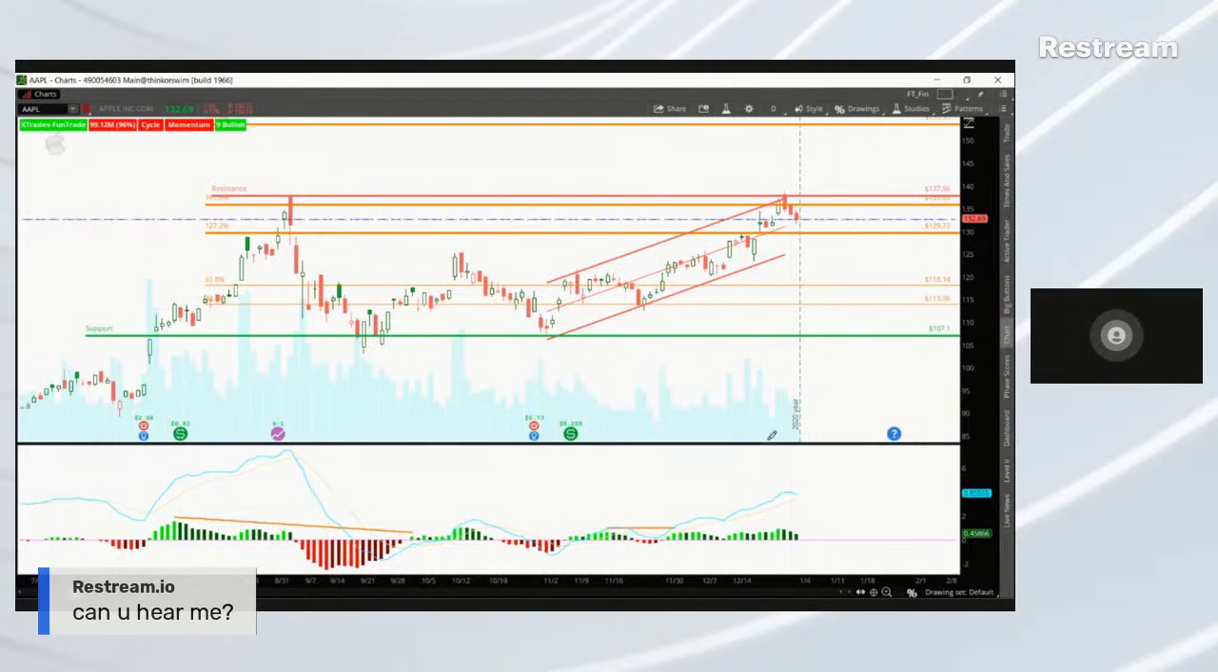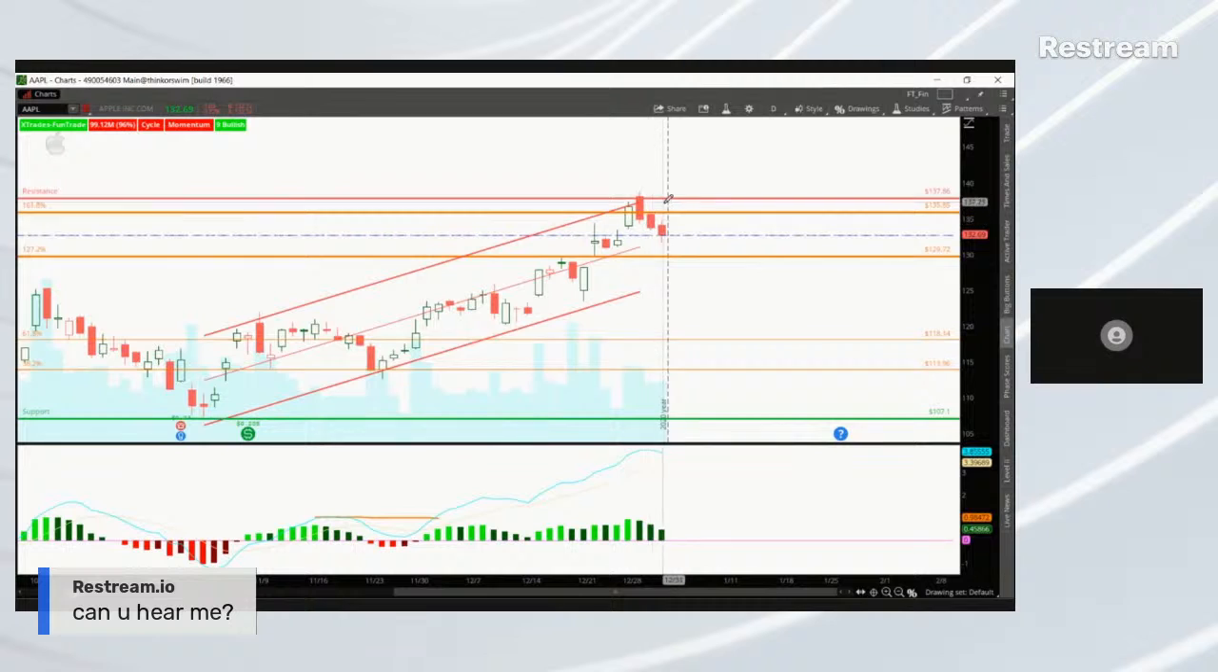Once I do it, I can clearly see that it has been rejected at my resistance level and is coming down towards the fib support level, which is 129.72, which is my 127.2 fib level.